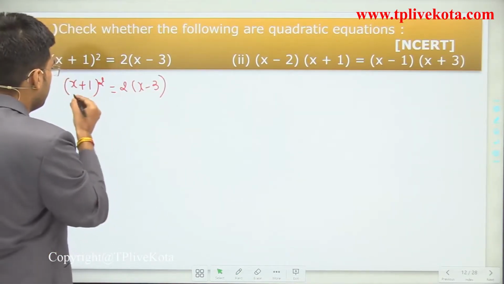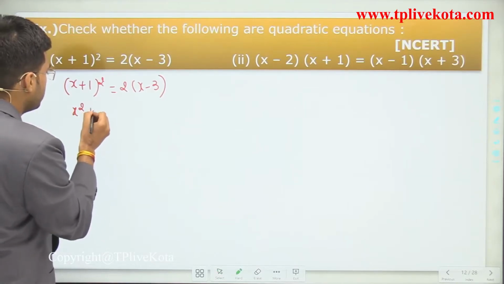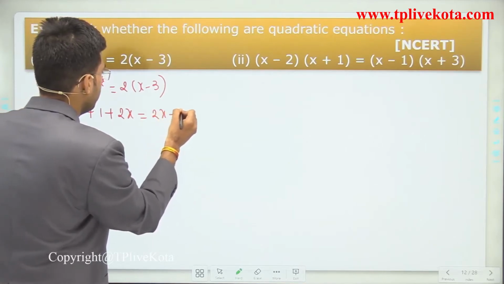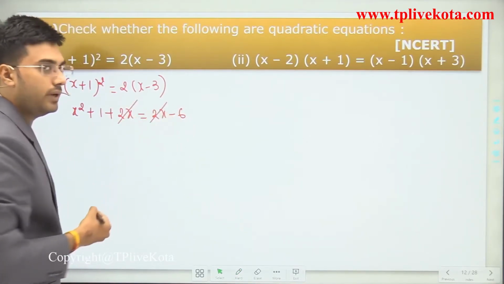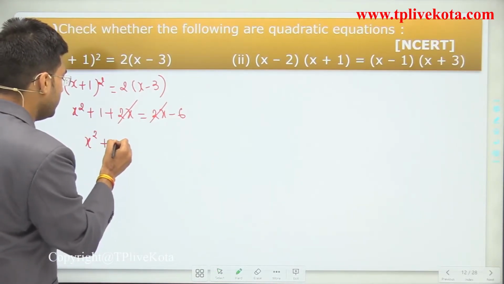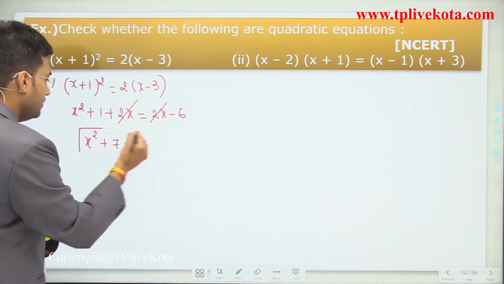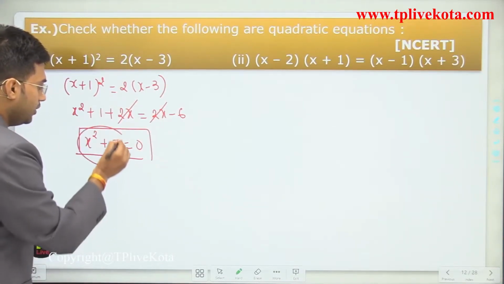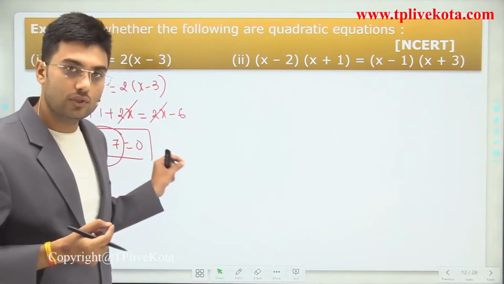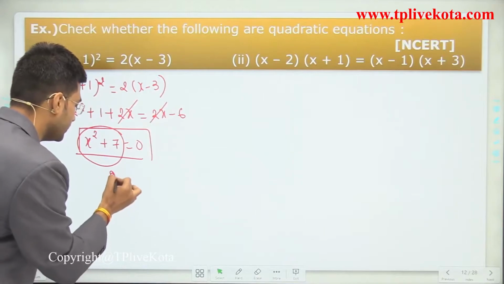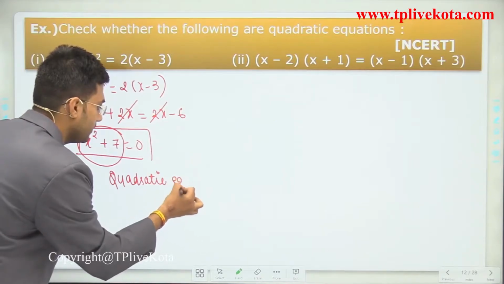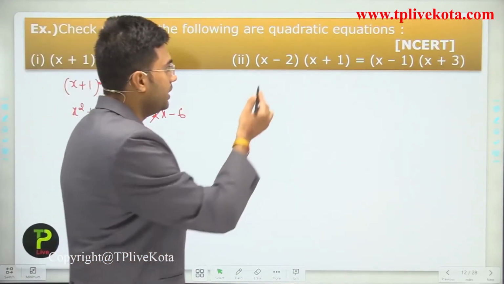Clear? Now when we solve this, it is equal to x square plus 1 plus 2x is equal to 2x minus 6. This 2x and 2x cancel out, so it is equal to x square plus 7 equal to 0. Now this is a quadratic polynomial because the degree of this polynomial is 2 and it is equated to 0. So this is a quadratic equation. Clear?